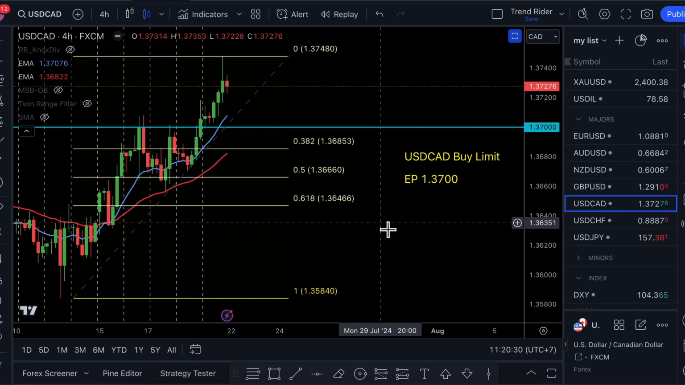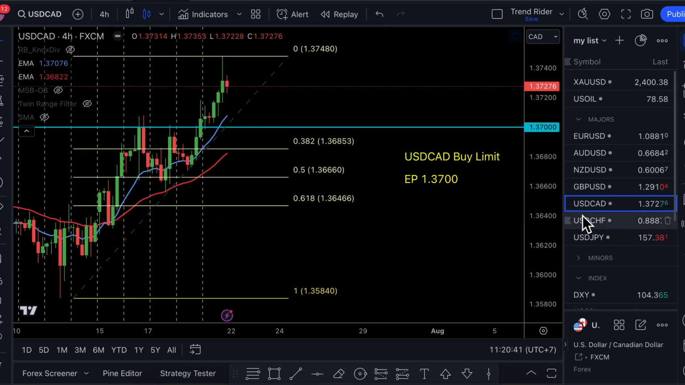1.3700. However, remember on Wednesday we do have the Canadian interest rate coming out, and that will usually have quite a big effect on the movement of whatever currency it is related to. So be cautious on the USD/CAD.